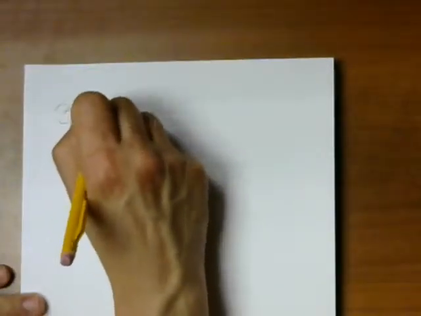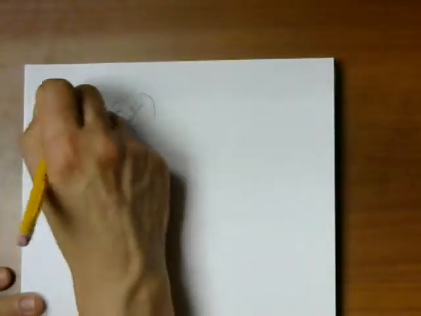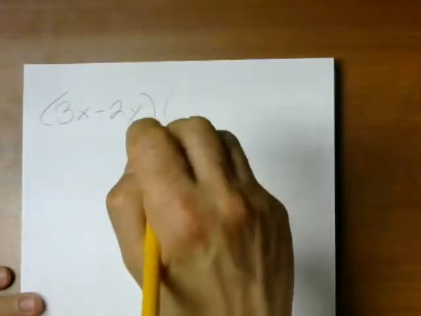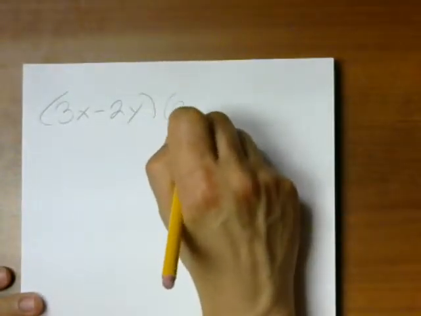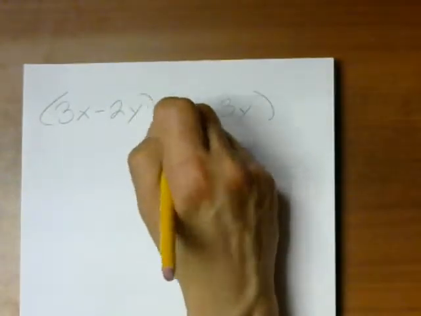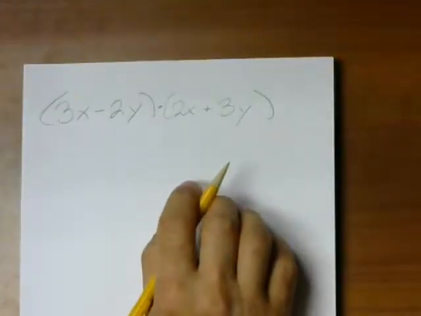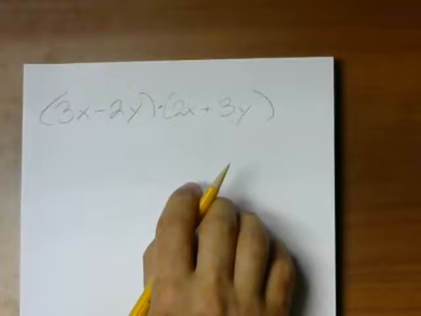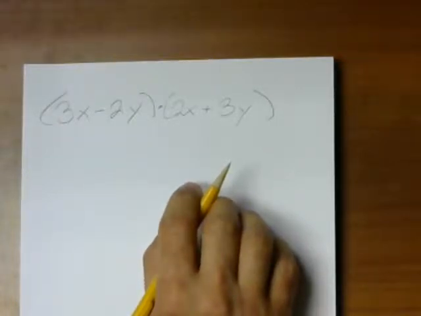So let's say we have something like this. Oh my goodness, we have x's and we have y's. Very scary. How are we going to deal with this? Well, there's one nice way to deal with this.